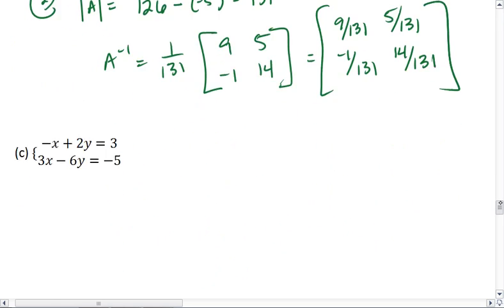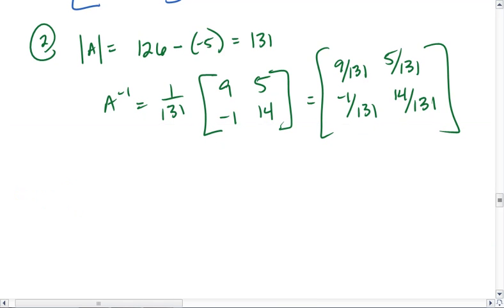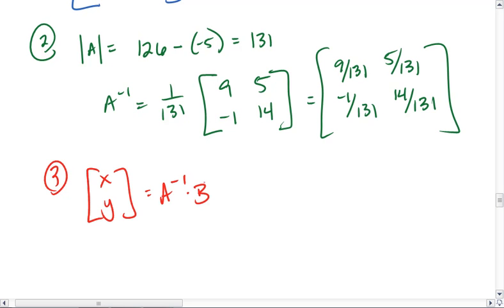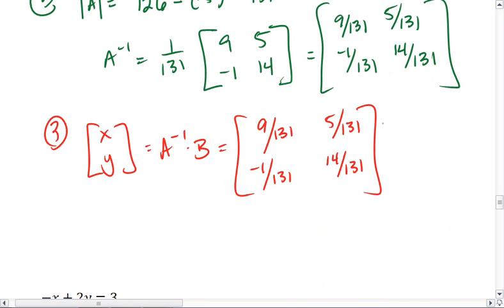For my third and final step, to actually solve for x and y, I take A inverse times my solution matrix. So 9 over 131, negative 1 over 131, 5 over 131, and 14 over 131, and multiply it by 7, 2.